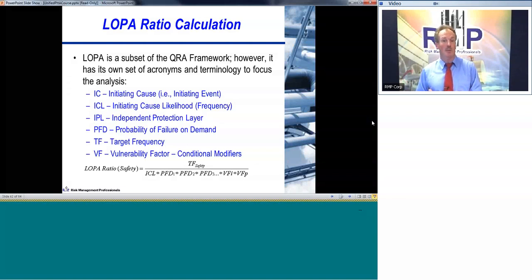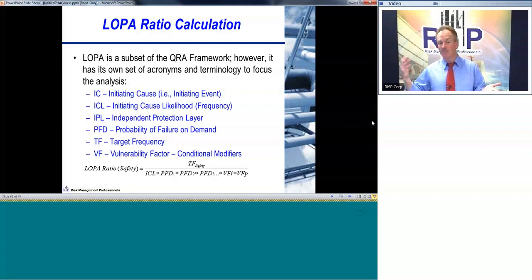Unavailability is typically represented as probability of failure on demand. So it's by comparing your actual scenario frequency to the highest frequency that you'd want for that consequence that gives you an idea of the adequacy of your safety systems, and that can be represented as a LOPA ratio. And again, you're using LOPA to help understand the system, provide some basic quantification, and decide if things are adequate.